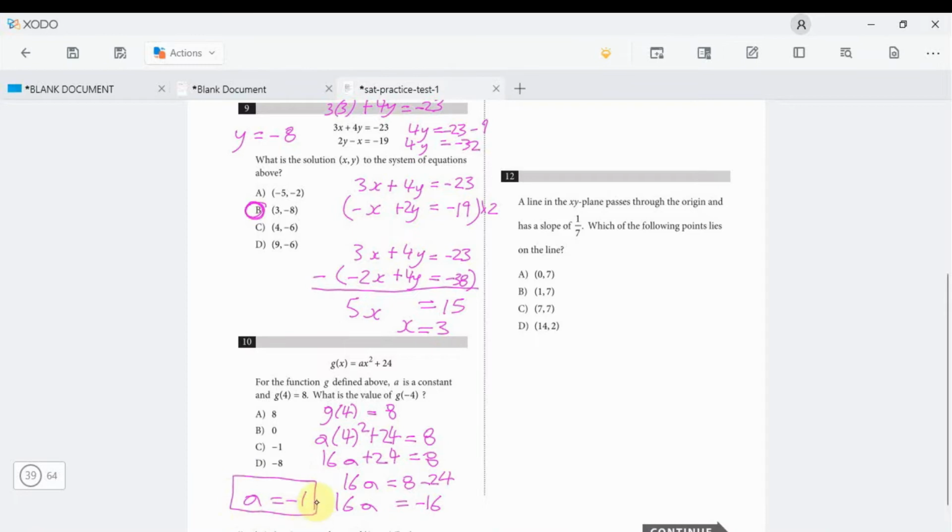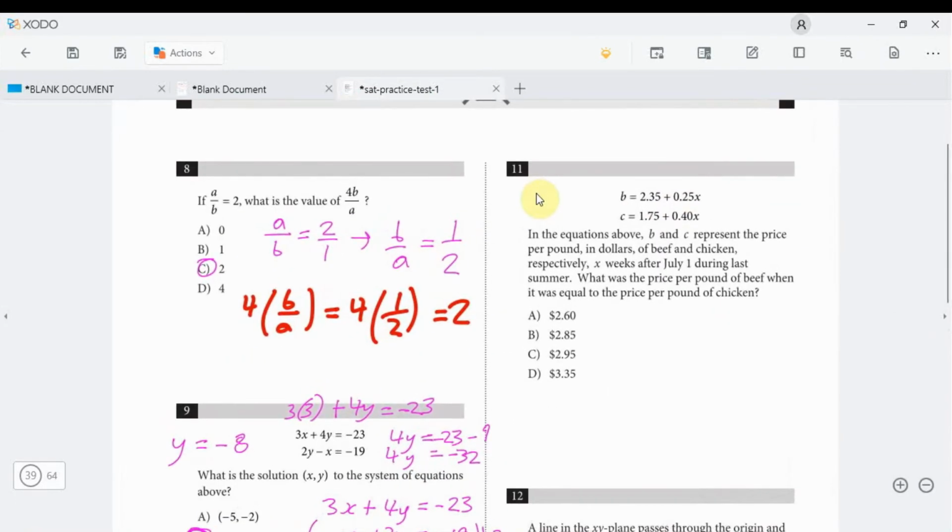So a must therefore be negative 1. Now once we get a is negative 1, the function becomes g of x is equal to negative x squared plus 24, because a is negative 1. So g of negative 4 is equal to negative of negative 4 squared plus 24, and negative 4 squared is 16. So this becomes minus 16 plus 24, and that is 8. That's option A. Easy.